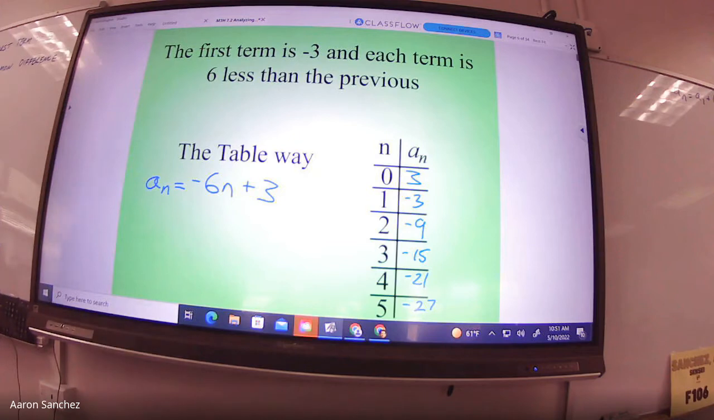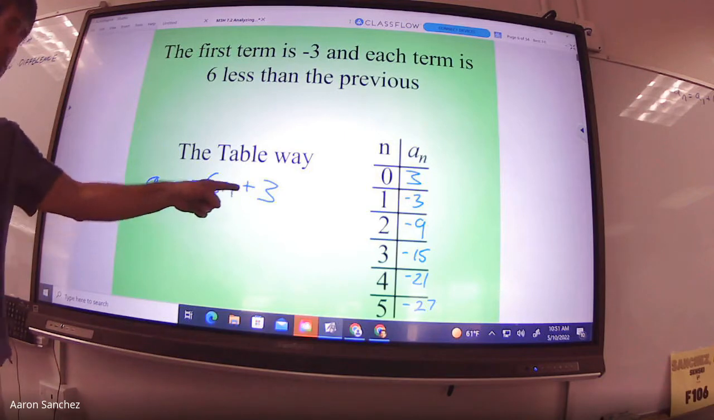Where did I get the negative 6 from? Common difference. Where did I get the 3 from? The zero term. I know what you meant, but there's a difference between the first and the zero. The zero term. This is the nth term, negative 6n plus 3.